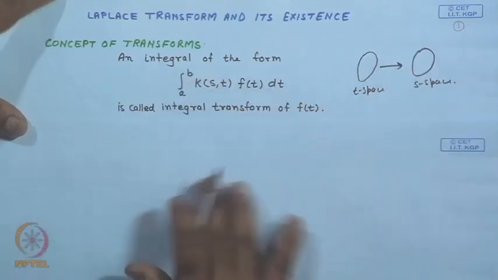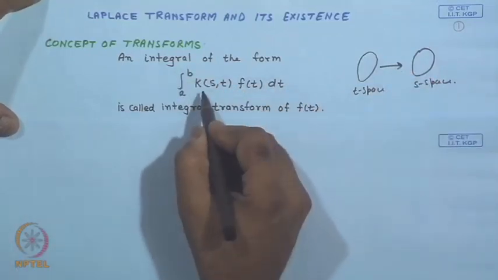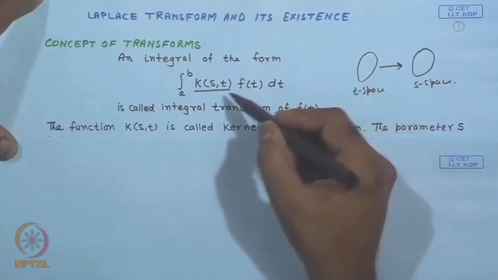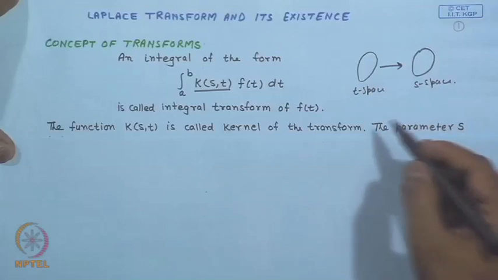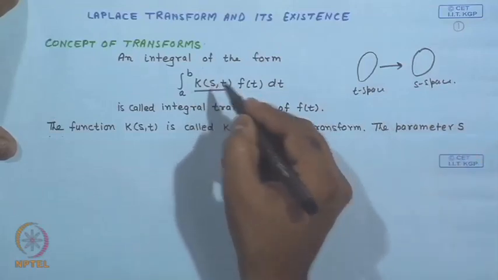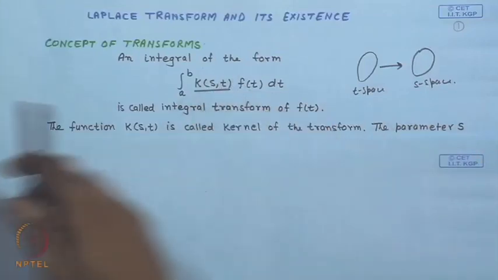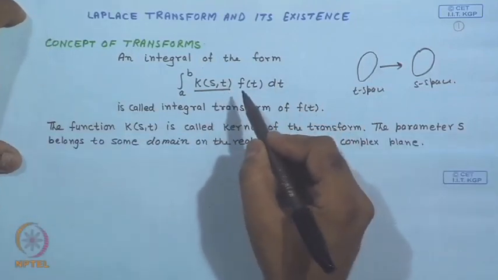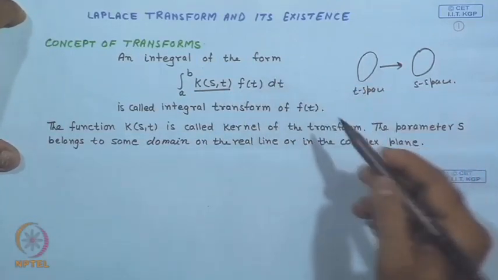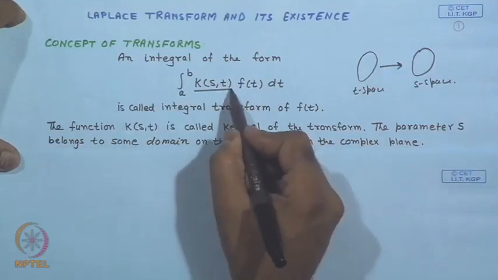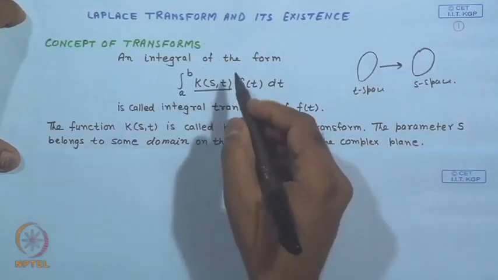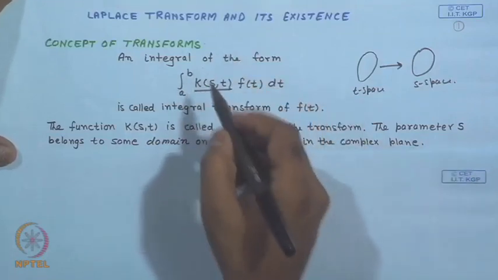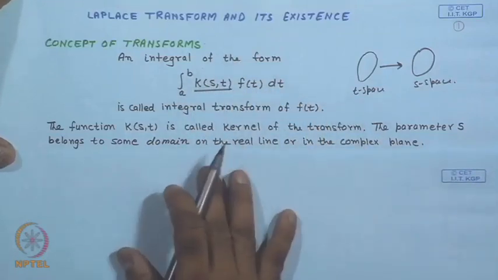with this integral. Here the function k(s,t) is called the kernel of the transform, and the parameter S, which is independent of t, belongs to some domain on the real line or in the complex plane. We will come to the details of the kernels and the range of S while going through the particular transforms.